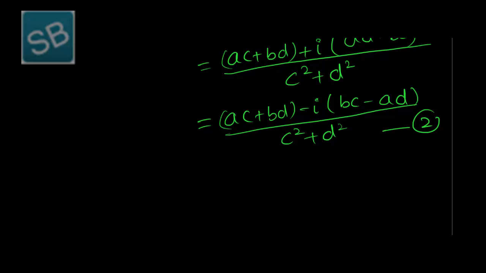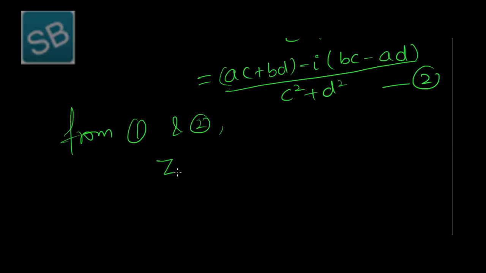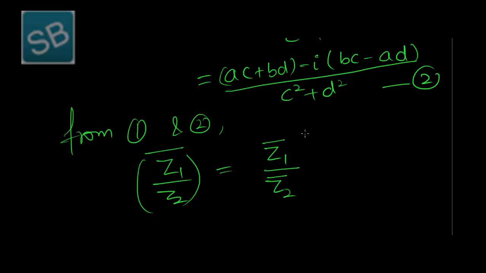So from 1 and 2, we get the conjugate of Z1 over Z2 is equal to Z1 bar over Z2 bar. That was the last property of the conjugate of a complex number.